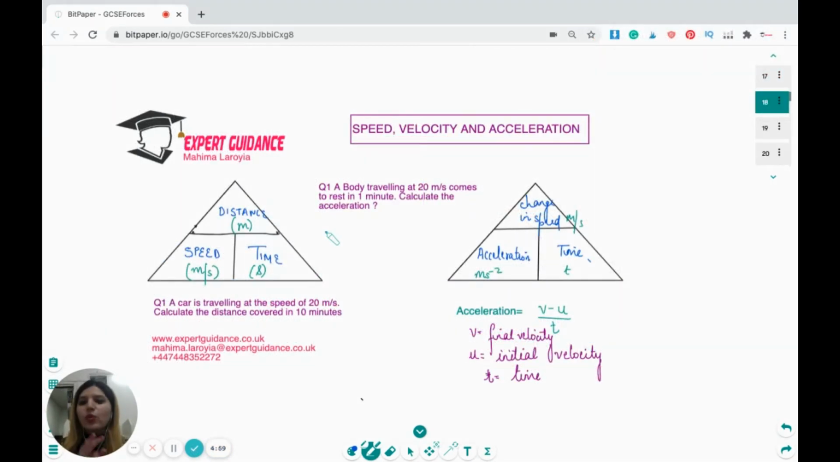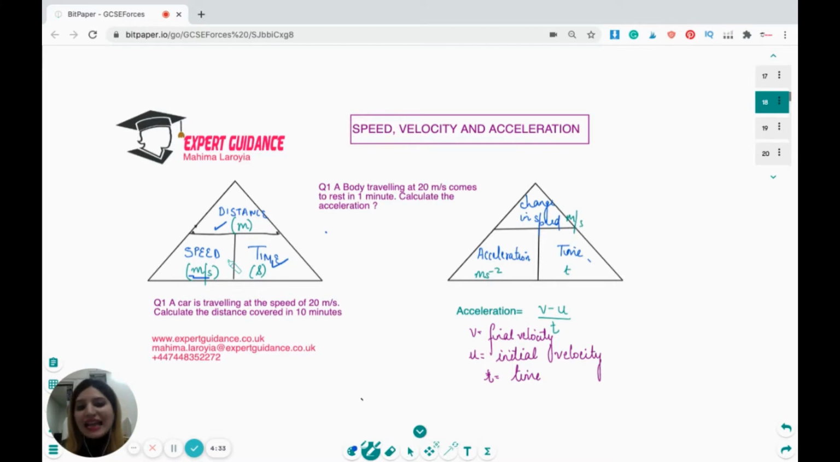Okay, so what is speed? Now we have been learning this since key stages in primary. Speed is distance over time, and speed is a scalar quantity. Velocity is a vector quantity. Velocity is the speed in a given direction. And if the speed is in meters per second, then the distance is in meters and the time is in seconds. We can rearrange this triangle to find the distance. We can do speed times time.